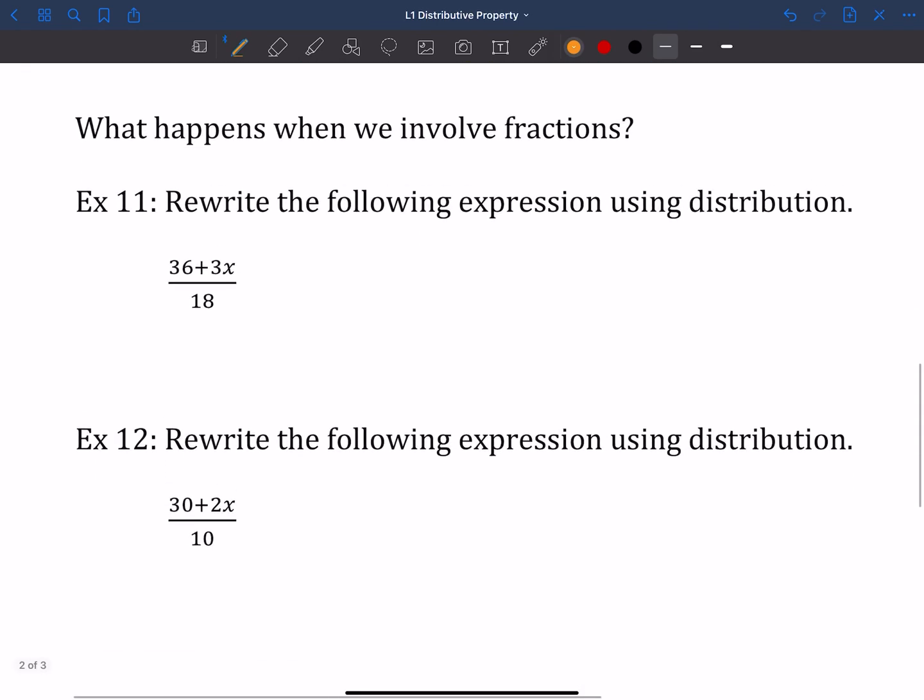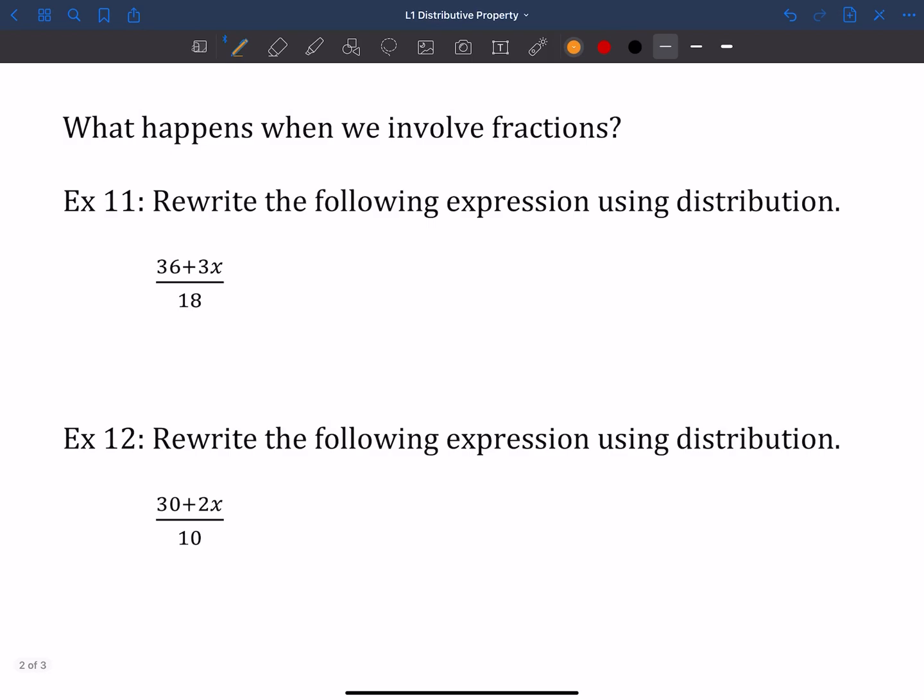Oh boy, everybody's favorite. What happens when we do fractions? So, it's a little bit weird to think about the distributive property as being able to break up fractions, right? But what we're going to do here is we're just going to rewrite them. So 36 plus 3x all divided by 18. Distribution kind of lets us chunk out that divided by 18. So it's kind of like we're going to split up the fraction a bit. So instead of 36 plus 3x, we can break it where that plus sign is. Right? We can do 36 over 18, put a plus sign in the middle, and then have 3x over 18.